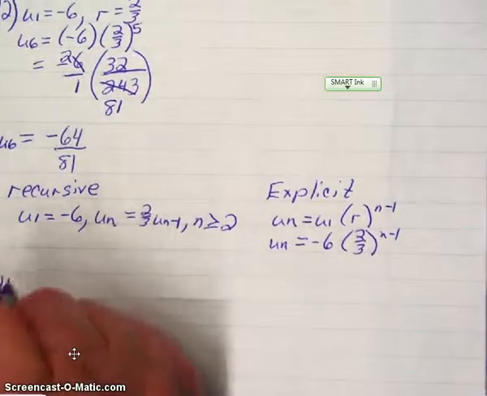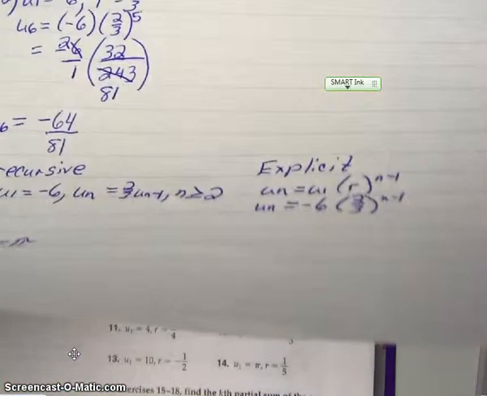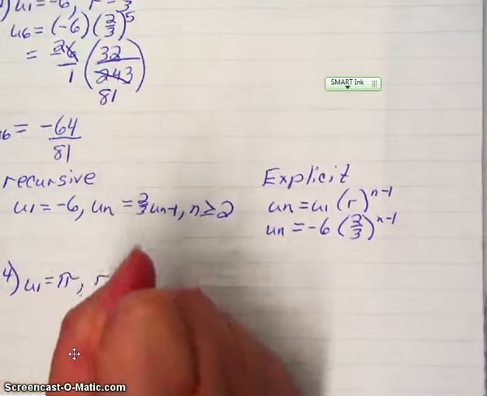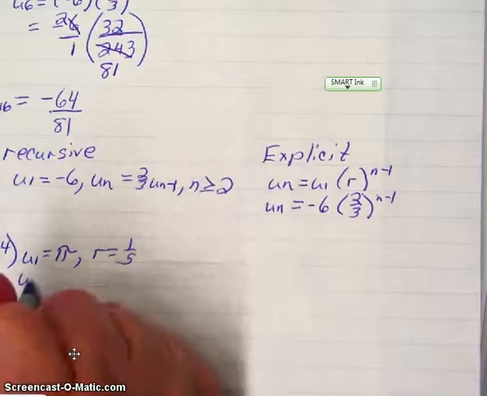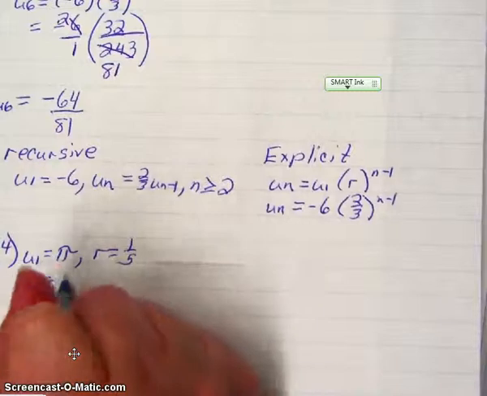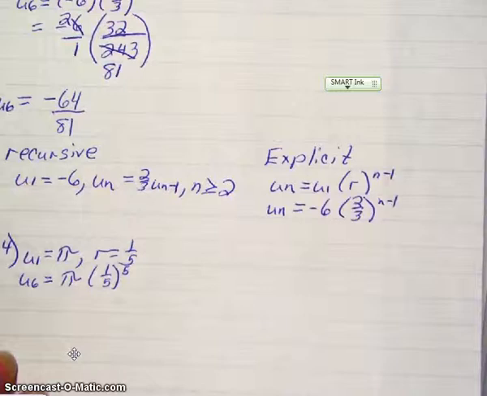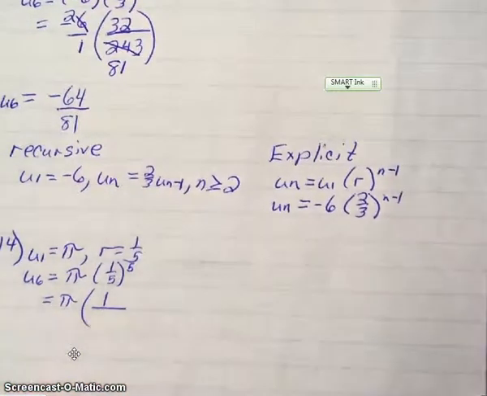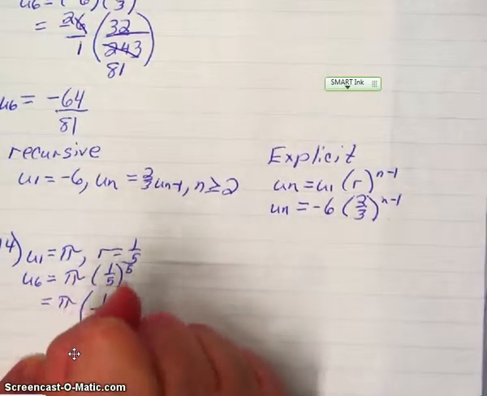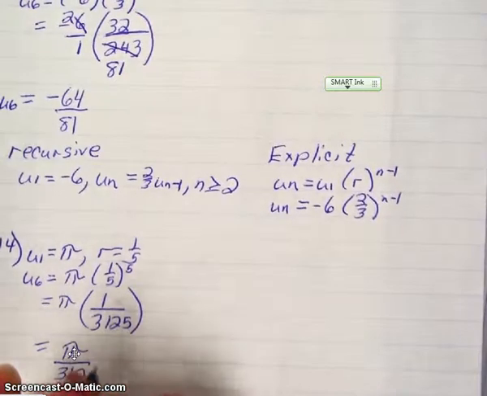Problem 14. U sub 1 is pi. R is 1/5. Okay, so my sixth term is equal to my first term times the common ratio to the power of 5. So that's pi times 1 over, because 1 to the 5th is 1, 5 to the power of 5 is 3,125. So my sixth term is pi over 3,125.